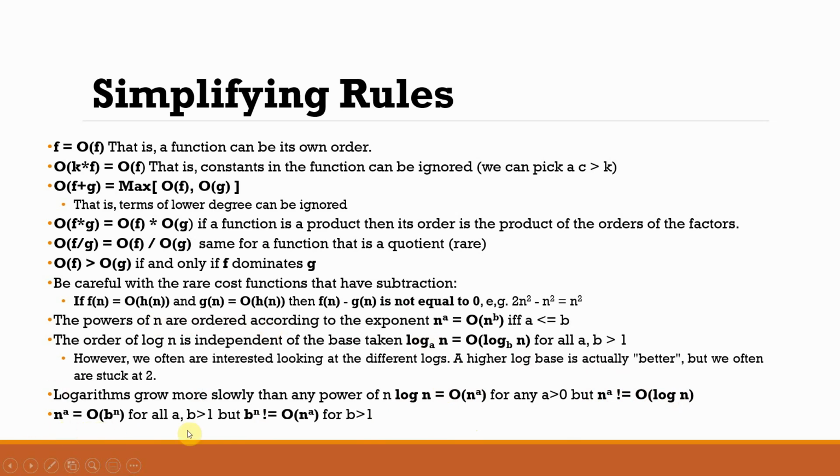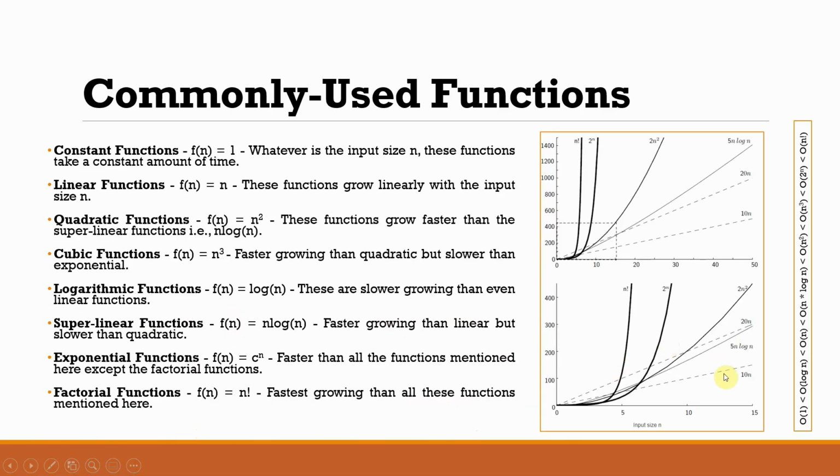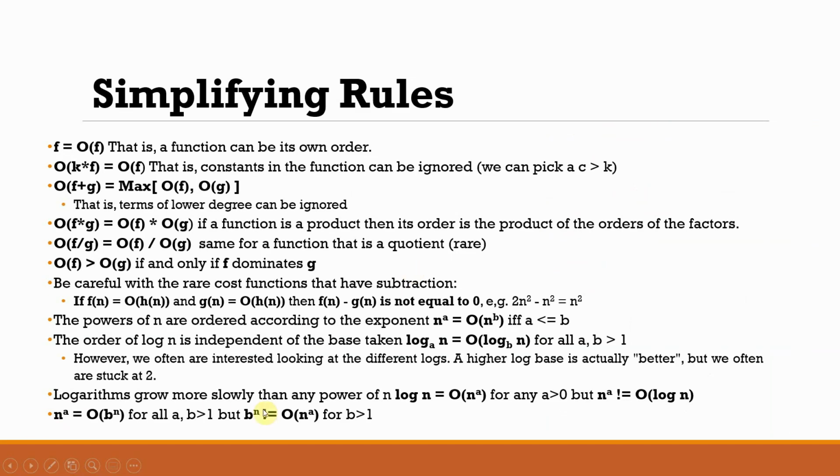Something that we have to know is that if we want to compare n squared and 2 raised to power n, right? 2 raised to power n is growing faster. For large values of n, 2 raised to power n grows much faster than n squared, right? And this is true for any other number as well.